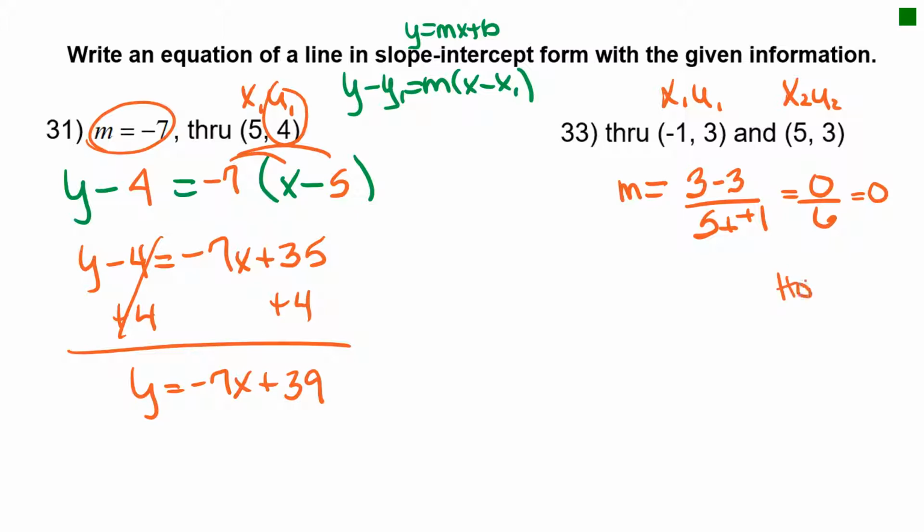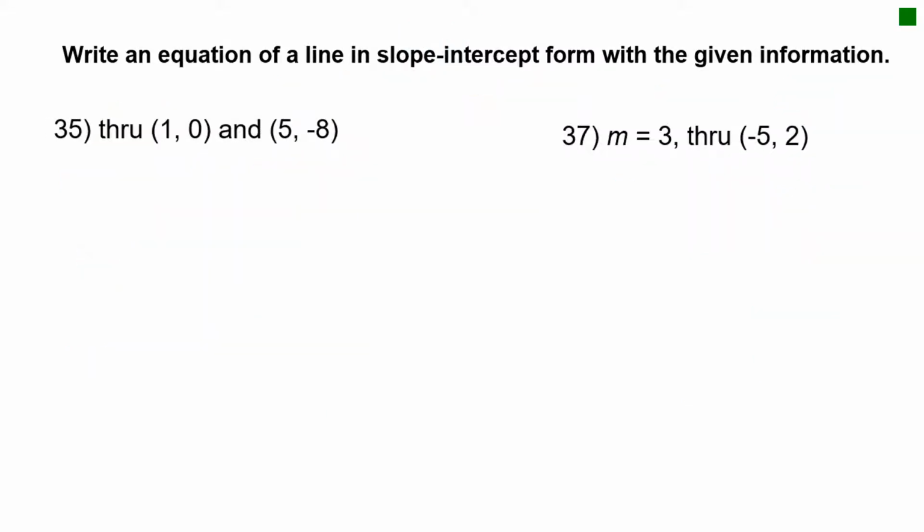0 takes me right to Hoy Vox. A 0 slope is a horizontal line. A horizontal line has an equation of y equals. Look at my two y's. They're both 3. Yay! Next slide.